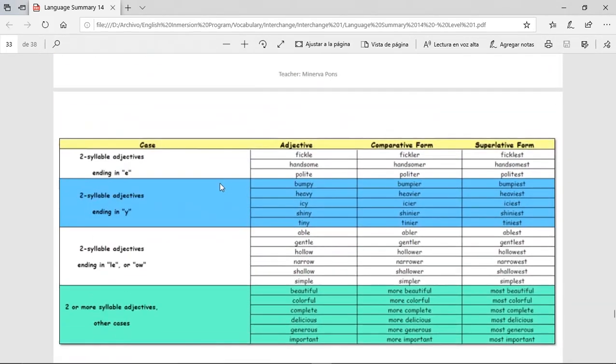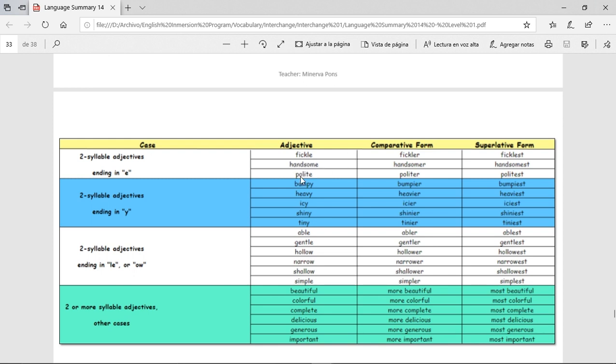Now we have the two syllable ones. The two syllable adjectives ending in E, it's basically the same. Just add R or ST. Fickle, fickler, ficklest. Handsome, handsomer, handsomest. And this is two syllables, remember? Fickle, handsome. Even if it's a long word, it's still two syllables.